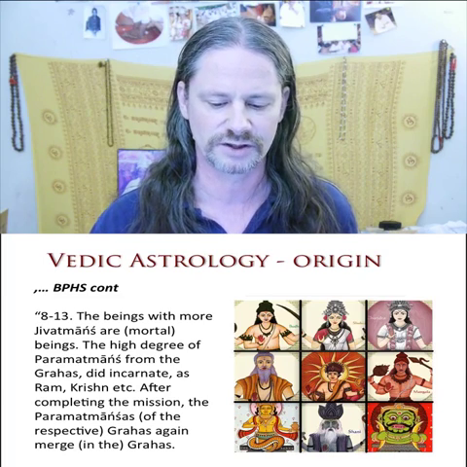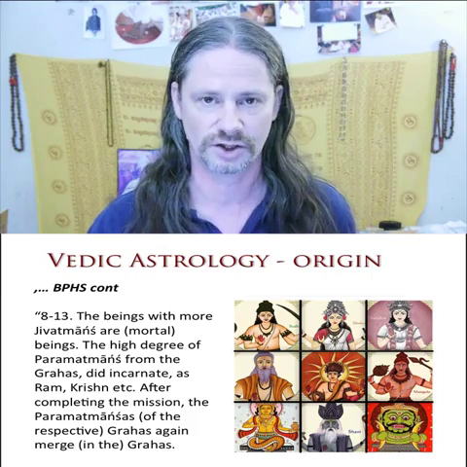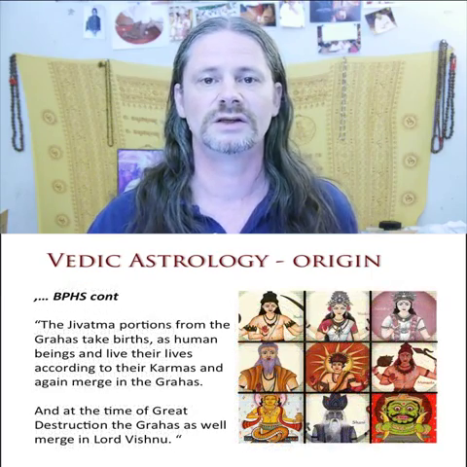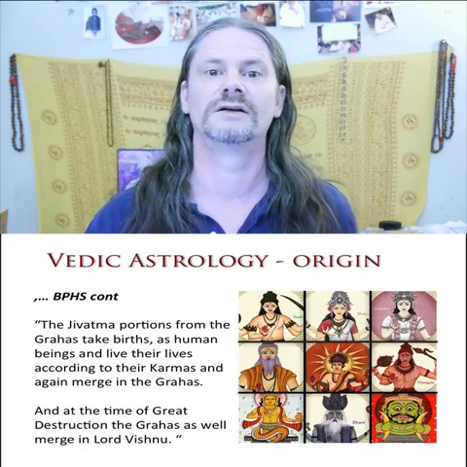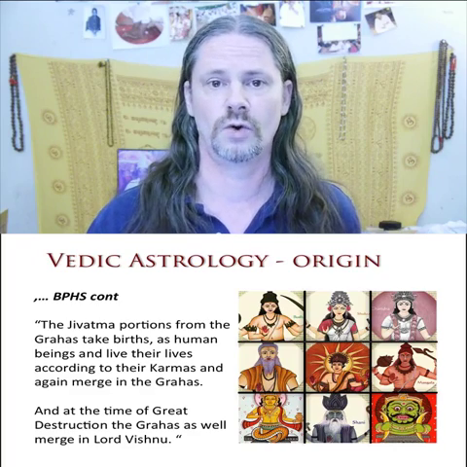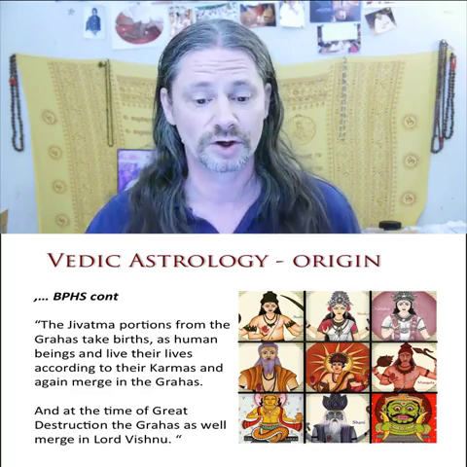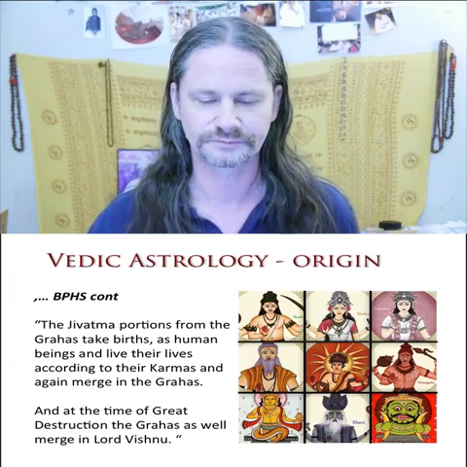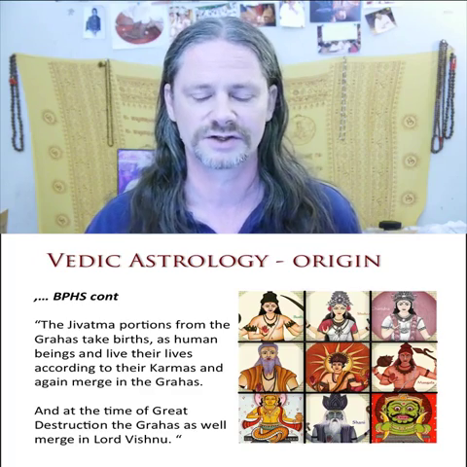After completing the mission, the Paramatmansas of the respective grahas again merge in the grahas, which means these Vishnu avatars, or these divine beings like Lord Rama, Lord Krishna, incarnate as one of the planets themselves. They're incarnations of the planets. Then when they're done their work, they merge back into the grahas themselves. That includes Narasimha, Matsya, and the other Vishnu avatars.